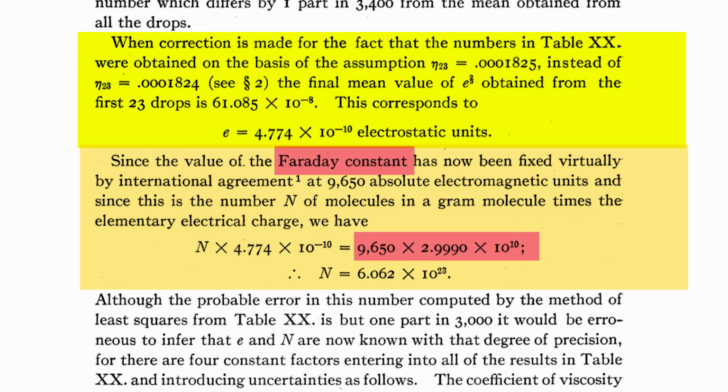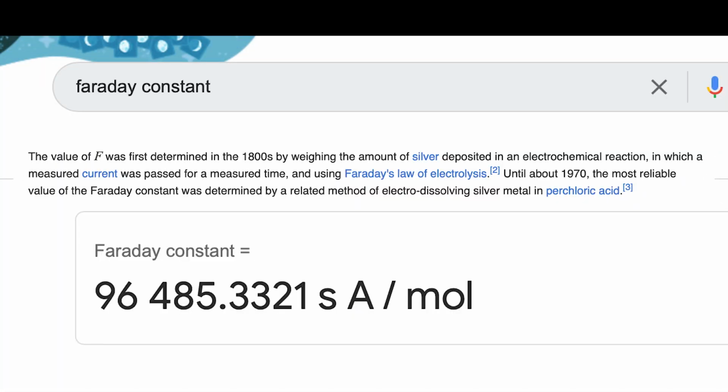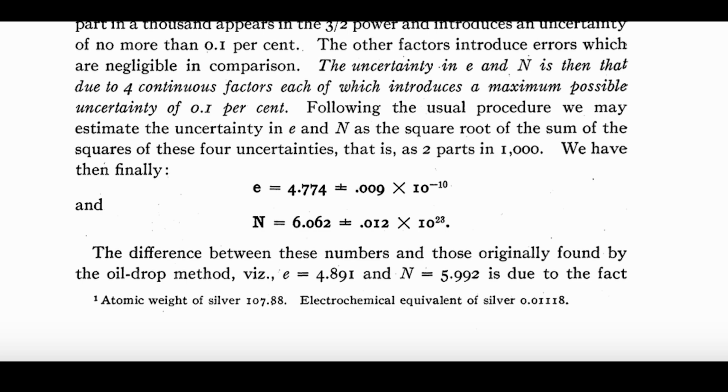And then he used the Faraday constant and the measured charge of the electron to estimate the Avogadro number. Avogadro's constant is the number of entities in a mole, and the Faraday constant is the charge of 1 mole of electrons. It was measured at the end of the 19th century by the electrolysis of silver. Avogadro's constant is 6.6 times 10 to the power of 23.